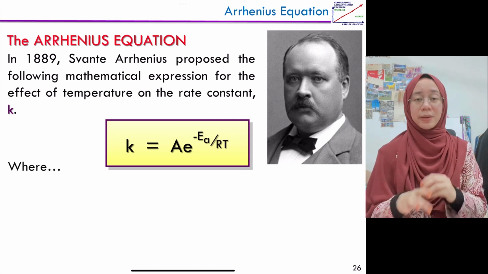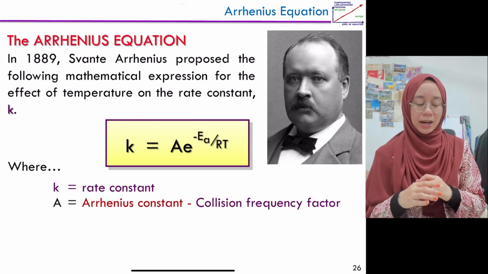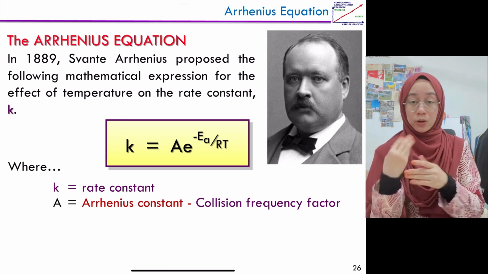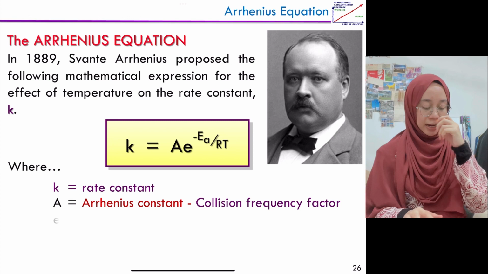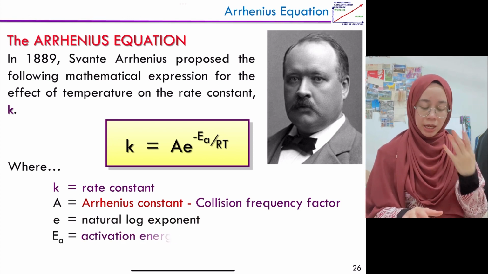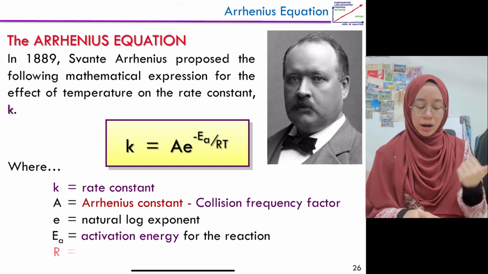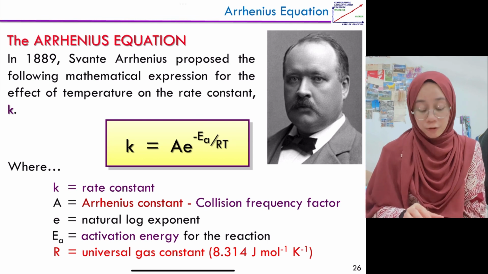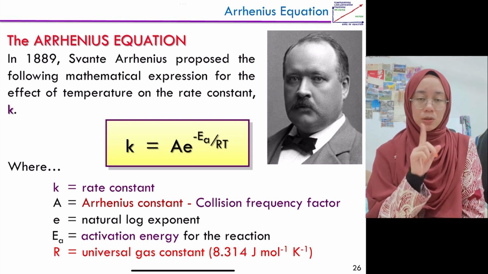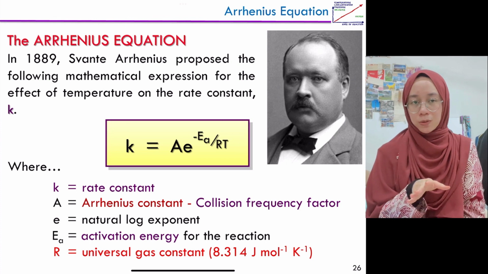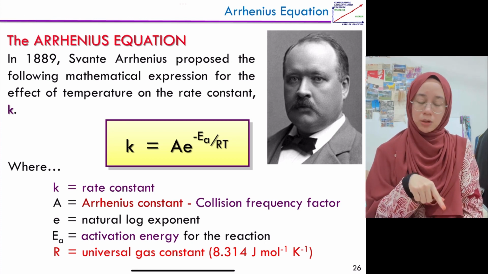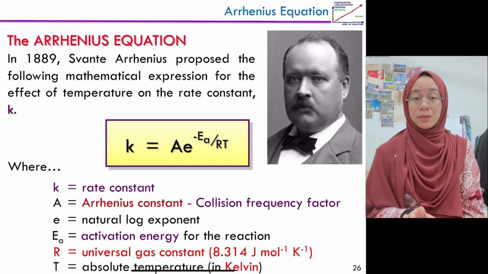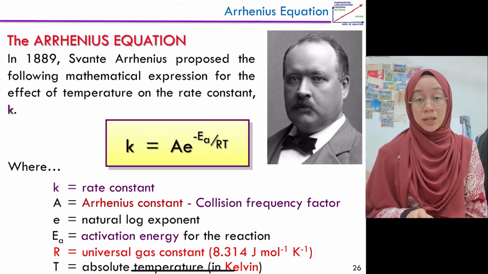Okay, so K is basically the rate constant. And then A is the Arrhenius constant. It relates to the number of collisions, the frequency of the collisions. And then E is the exponent. And then EA is the activation energy. R is the gas constant, but now we will use the gas constant 8.314 joule per mole per Kelvin. So we no longer use the 0.082 or 62. Do we have to memorise this 8.314? Not necessary. You can always refer back to the list of constants. And then T as usual is the absolute temperature, and make sure the temperature must be in Kelvin.